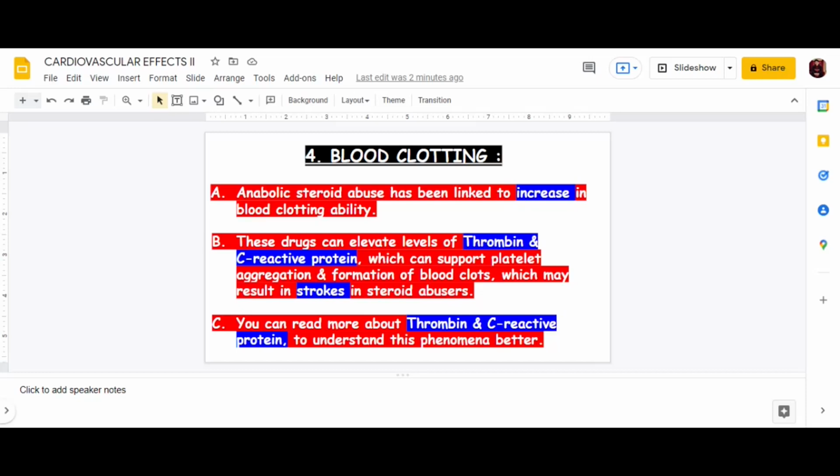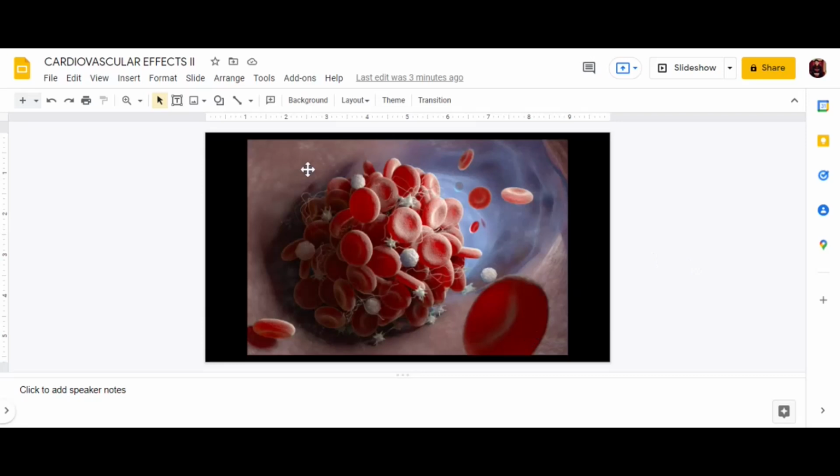As per my knowledge, you don't need to go in depth about how this formation takes place. You have to keep in mind that when we take anabolics in high dosages, it tends to increase the blood clotting ability. Now, what are the effects of this? Let's take an example that this is an artery and this is what a blood clot looks like. Now, if this clot gets stuck in the arteries of your brain or somewhere, then it might be a serious situation. So you need to avoid the formation of these blood clots.